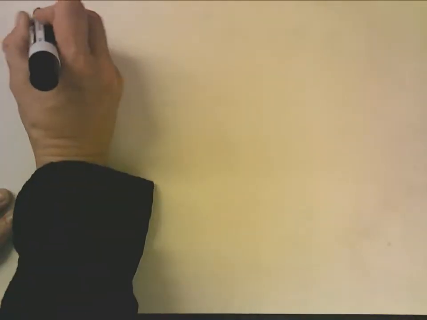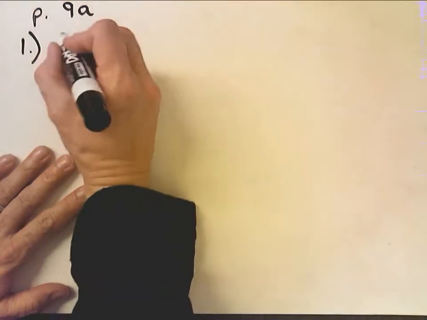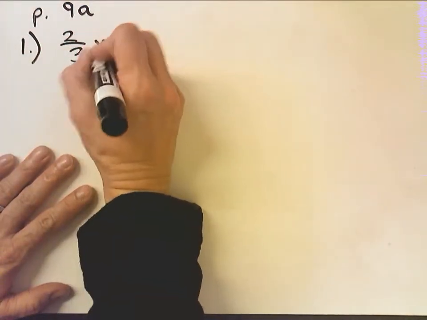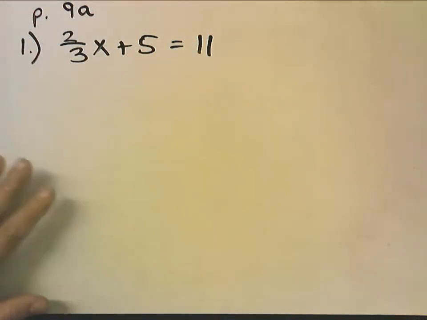Okay, now we're going to look at page 9A, and page 9A gets us to decide when we should clear an equation of fractions and when we should just deal with the fraction. So, again, this is page 9A in your chapter 3-4 packet. So 2/3 x plus 5 equals 11. I only have one fraction.